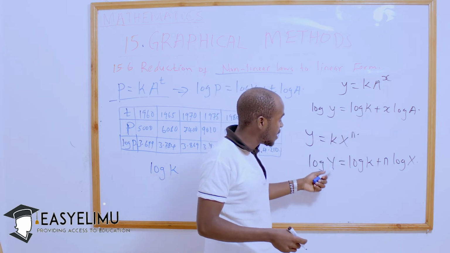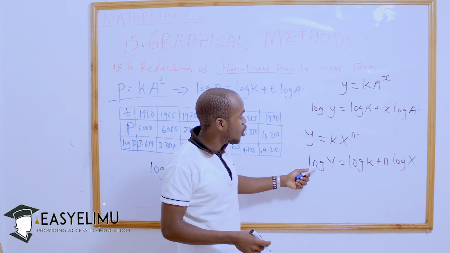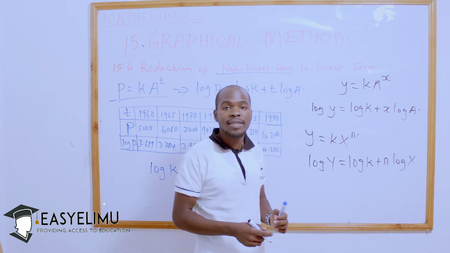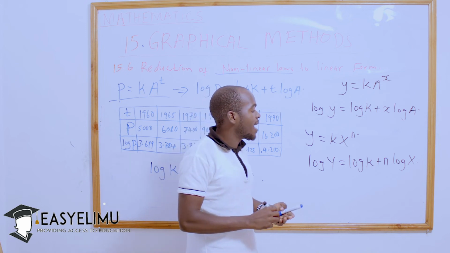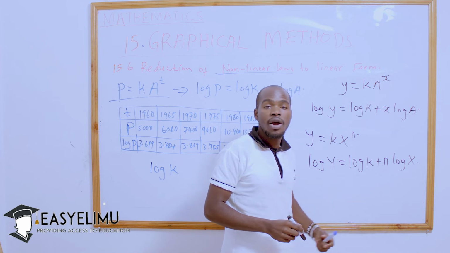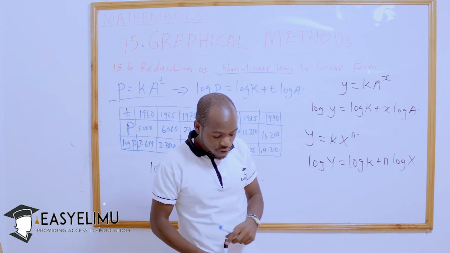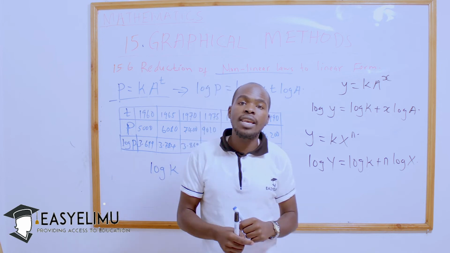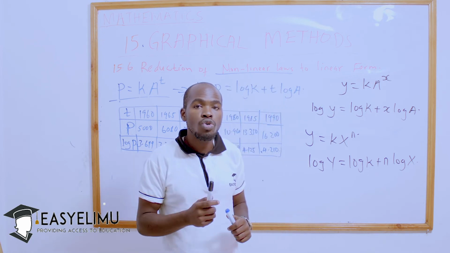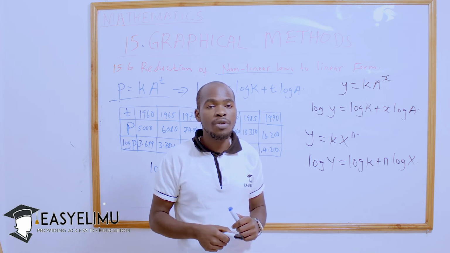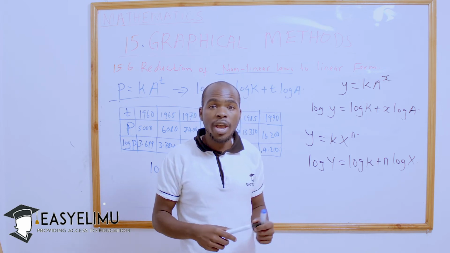But for this case here, you will be plotting log y against log x, because x now is the variable, and n will be the gradient of that function, where log k here will be the y-intercept. So with that, we have seen how we can reduce nonlinear laws to linear forms and form graphs of the respective relations.